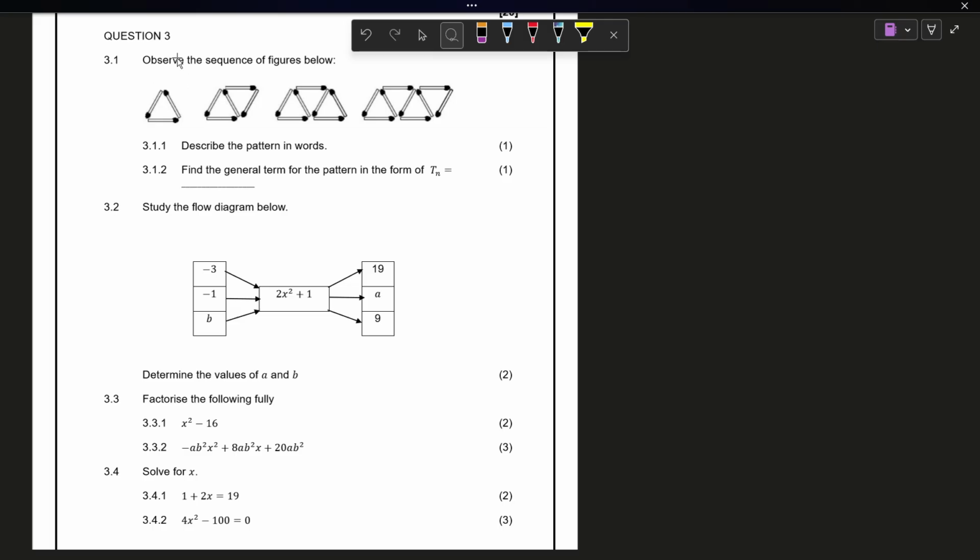Oh yeah, I need to take the pencil. So I've got 3 here. I've got 5. I've got 7, and here I've got 11. So what is happening in this sequence? Can we agree that we are adding 2 to get the next number, right? So in words, we can say add 2 to get the next number.